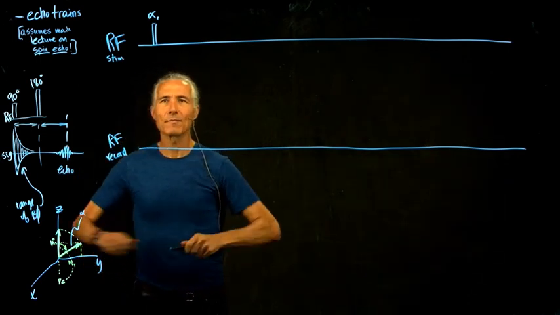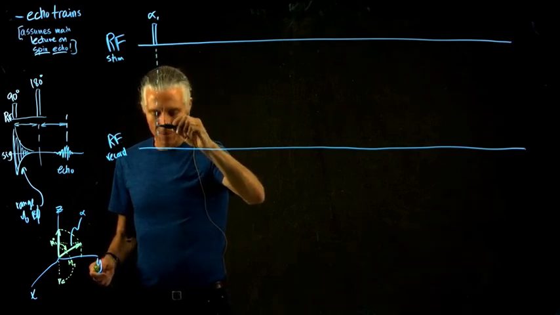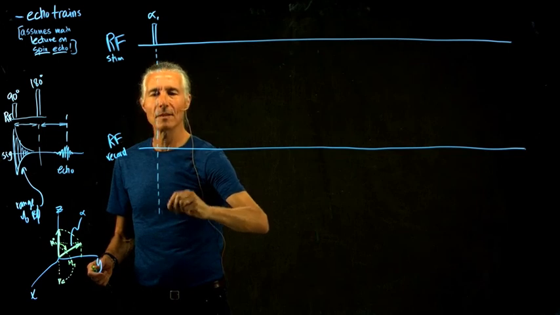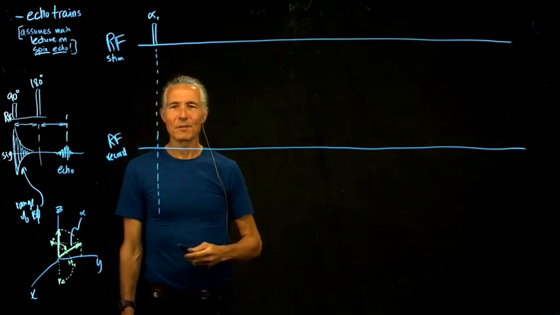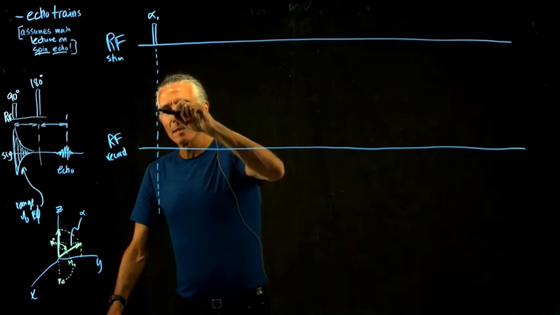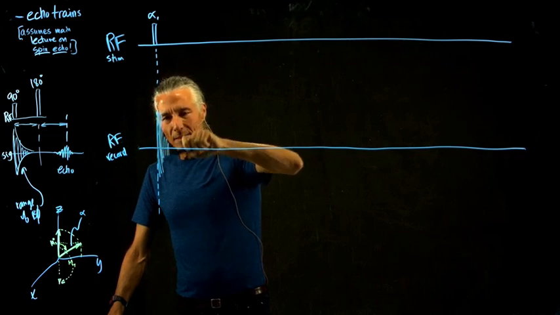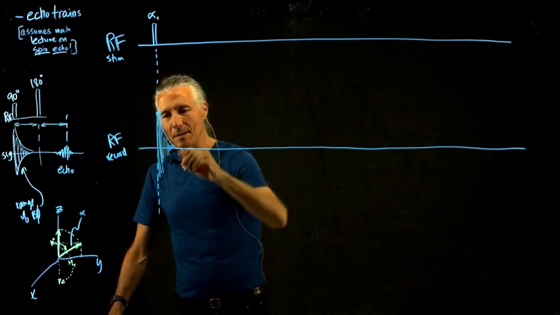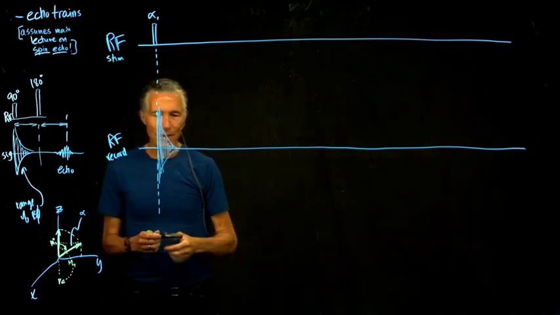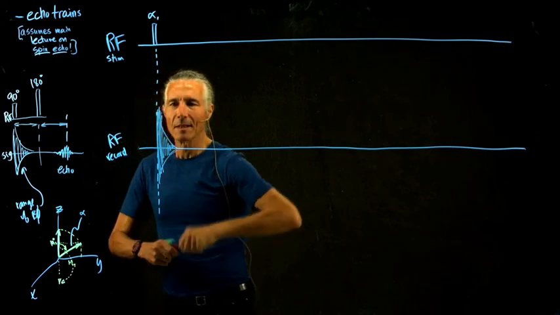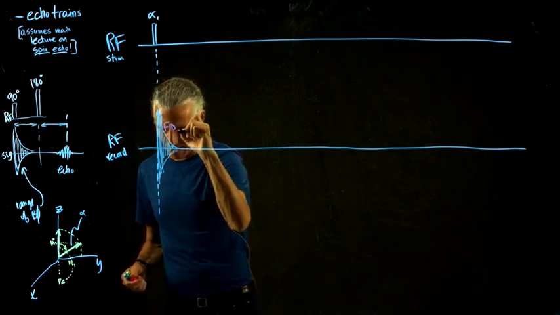So the first result after that is we will get an FID. The very first thing that happens is the signal comes out, and it dies away quickly. So here's the T2 star. We'll call that one FID1.